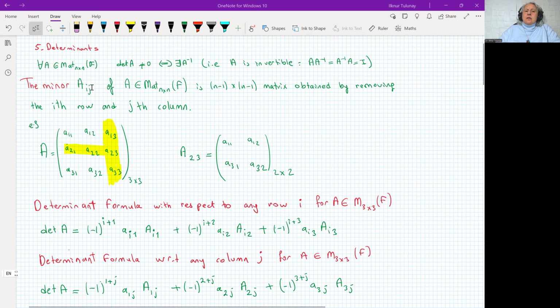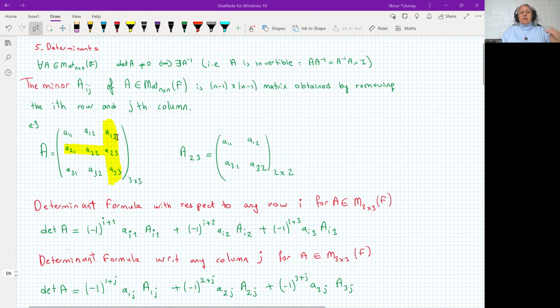Another important piece of knowledge when calculating determinants is the minor of a matrix. If you have an n by n matrix, any minor is related to one row and one column. The first index denotes the ith row, and j denotes the jth column. The minor of a matrix is the n minus 1 by n minus 1 matrix, one dimension less than your original matrix, which you obtain by removing the ith row and the jth column.